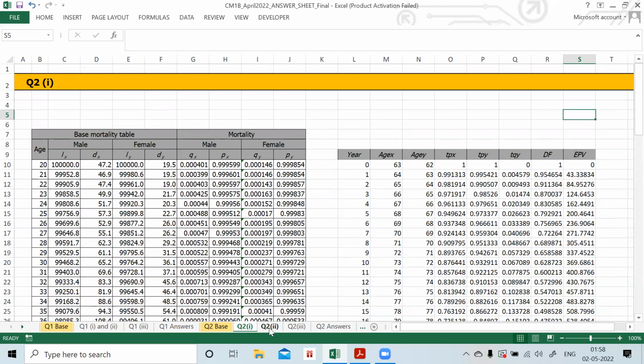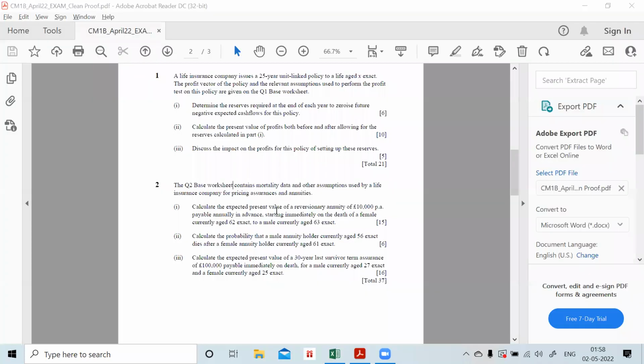For question 2, part 2, we have been told to calculate the probability that a male annuity holder currently aged 56 exact dies after a female annuity holder currently aged 61 exact. So this is not an EPV, but a probability where we have to find the situations wherever the male aged 56 will die after the female dies. Okay.